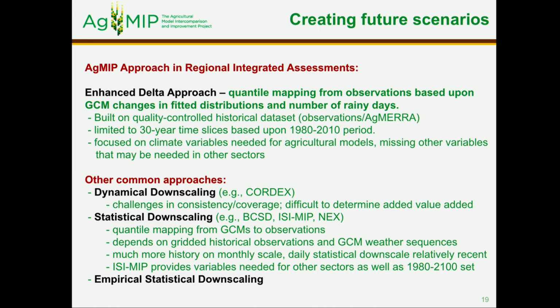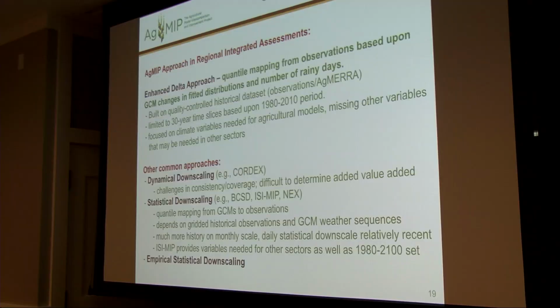Of course, there are many other approaches. There's dynamical downscaling like the CORDEX experiments. There are some challenges there in consistency and coverage. I'd be happy to talk to anybody about my reservations there. There's also a lot of statistical downscaling approaches. AgMIP has been using one of these. There's also now the NASA Earth Exchange, which has run many different GCMs. This is kind of the opposite. You're actually taking the GCMs and shifting them to look more like observations. And there are strengths and weaknesses to that approach.